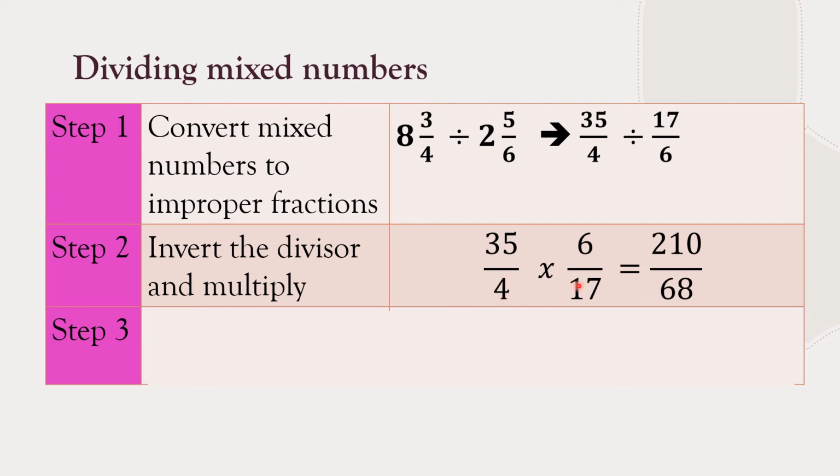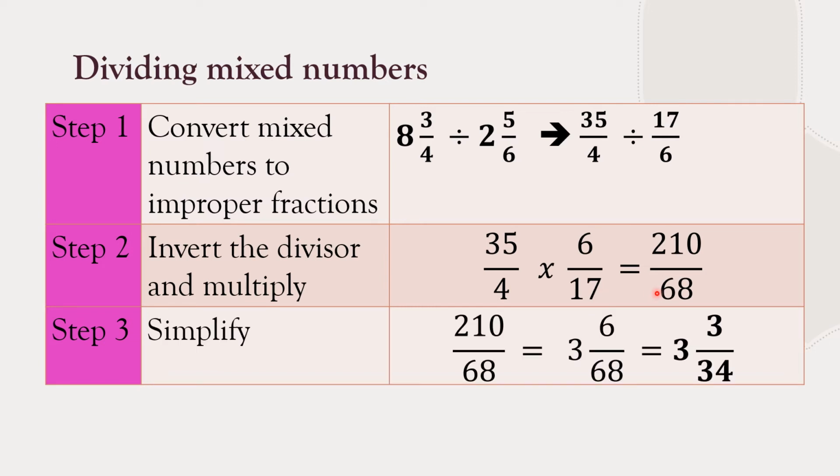Since we are going to invert the divisor, the 17 over 6 is now 6 over 17. And then we'll proceed to multiplication. So 35 times 6 is 210 and 4 times 17 is 68. And of course, we have to simplify our answer. So 210 over 68 will become 3 and 6 over 68.